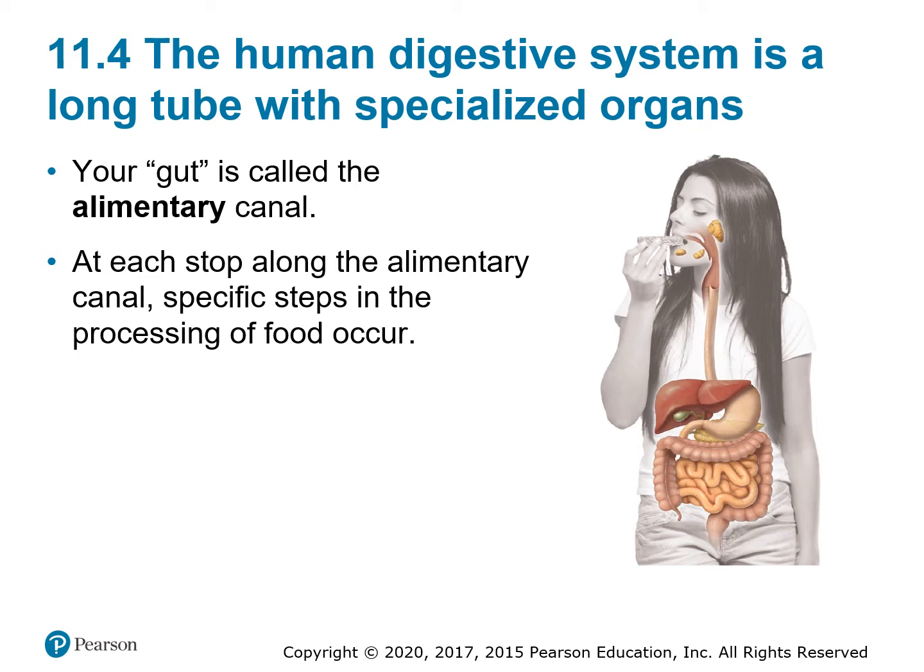We're going to discuss the human digestive system, and the digestive system is a long tube with specialized organs. So your gut is called the alimentary canal, and at each stop along the alimentary canal, specific steps in the processing of food occur.